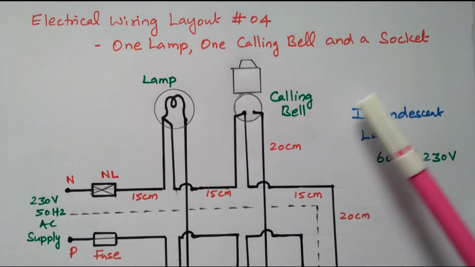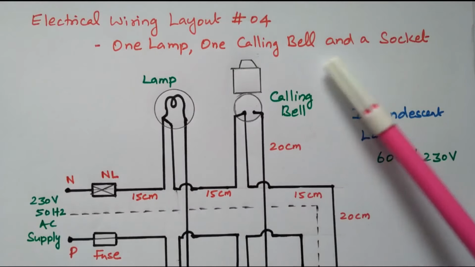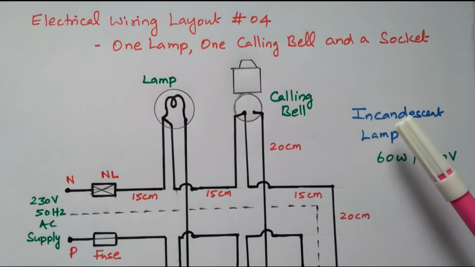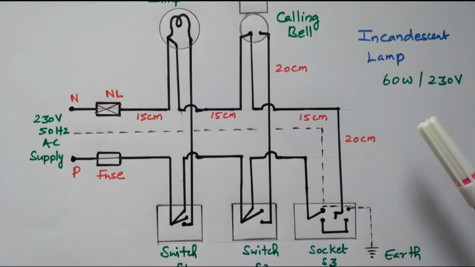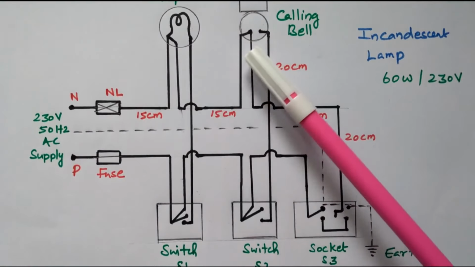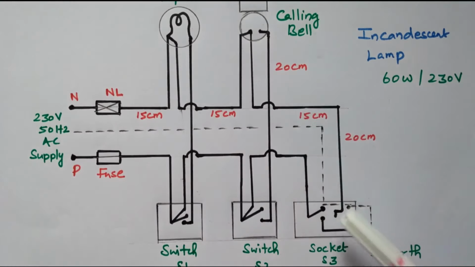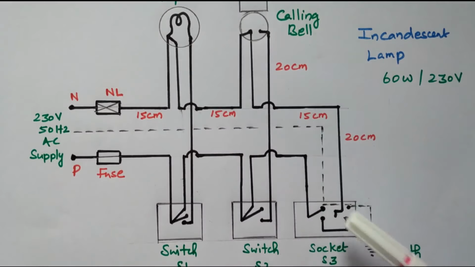Now we'll go to the topic. So we have one lamp, one calling bell and one plug point. Now refer to the diagram. So the one lamp is available. This is a calling bell. This is a plug point. So we need to go for the wiring of these three accessories: lamp, calling bell and the plug point.